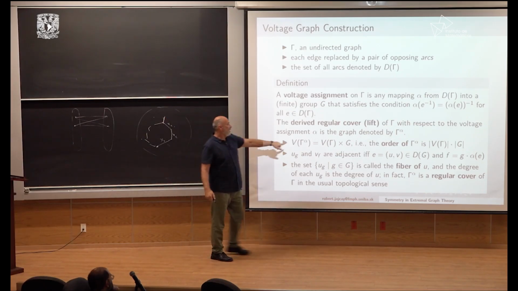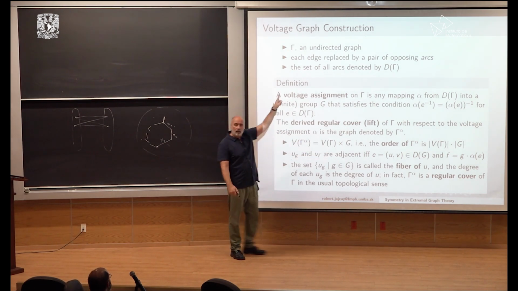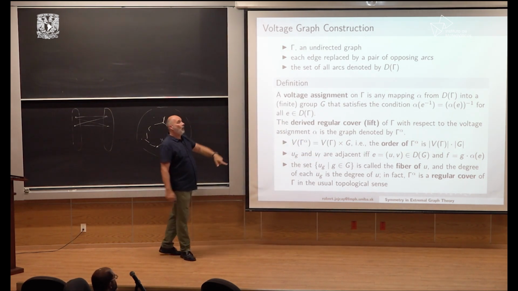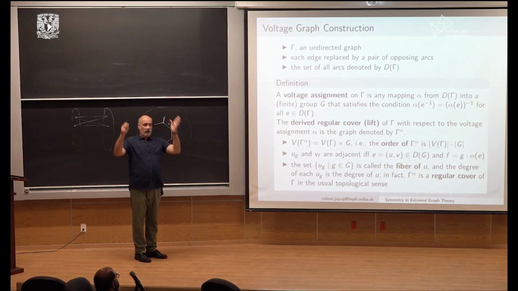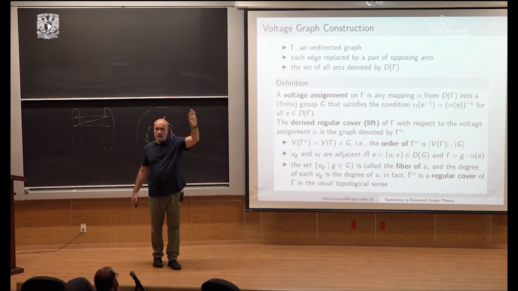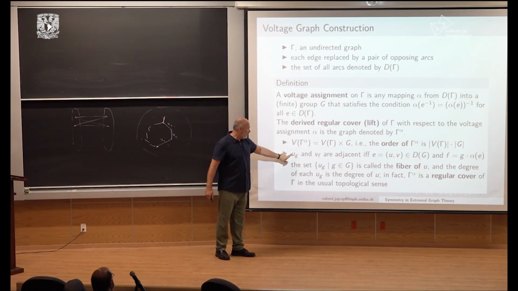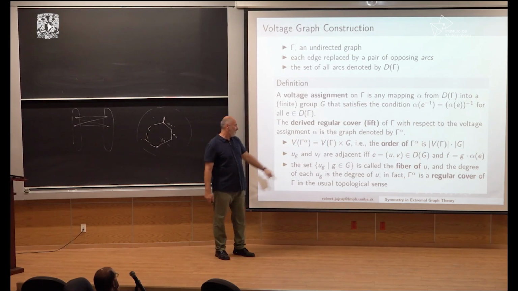The vertices are the original vertices where each vertex is multiplied by all the elements in the second coordinate, all the elements of the group. So the new graph has order: previous graph times the size of the group. So all the elements, this is the vertex and this is the group element assigned.